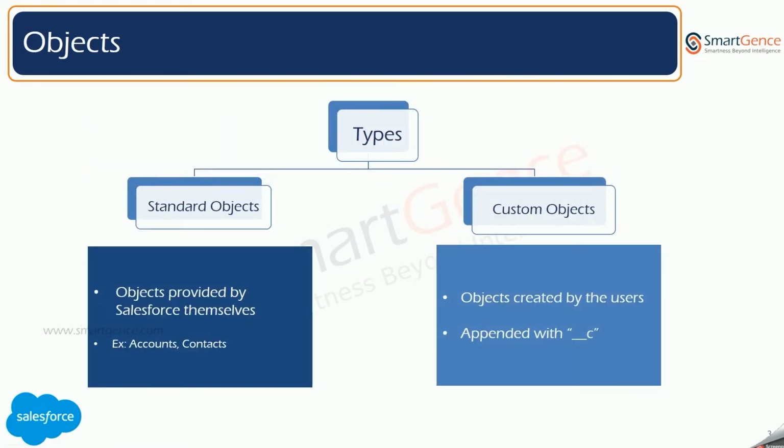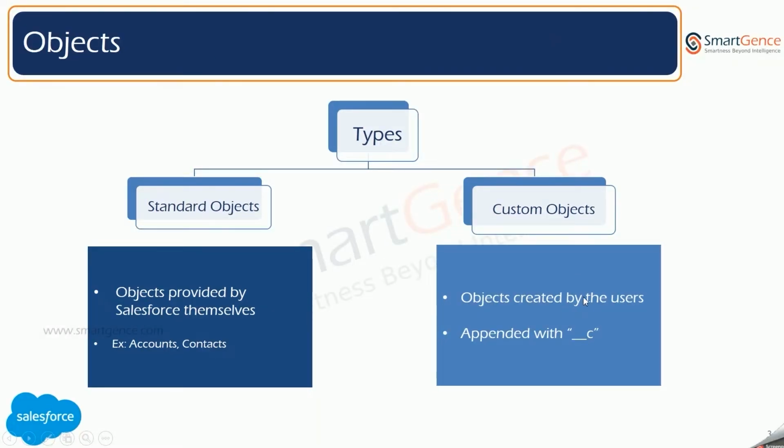Now we will dig deep into each topic. Firstly, objects. There are basically two different types of objects: standard objects and custom objects. Salesforce themselves provide a few objects which they think might be helpful for the customers. Those objects are called standard objects. For example, we have the accounts object, provided by Salesforce themselves, where we can store data about accounts. If it is about a hospital, then we can store data about the hospitals. Similarly, we can store the point of contact details in the contacts standard object.